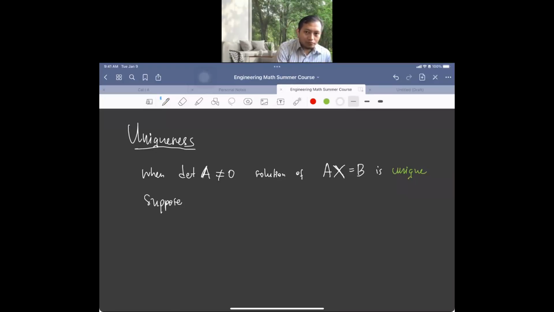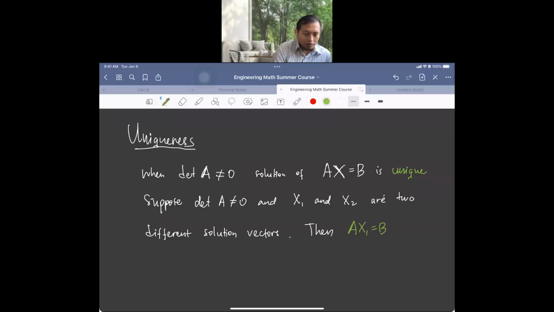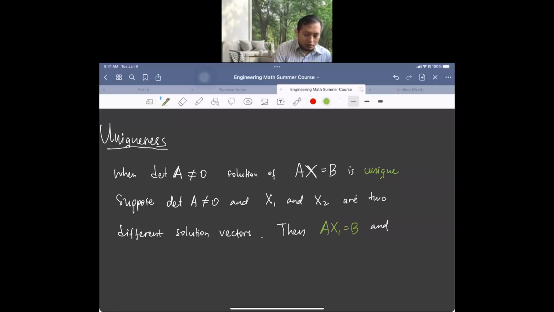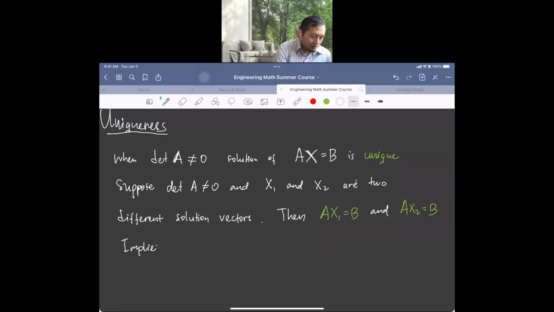Suppose determinant A is not 0 and x1 and x2 are two different solution vectors. Then Ax1 equal B and Ax2 equal B implies that Ax1 equal Ax2.